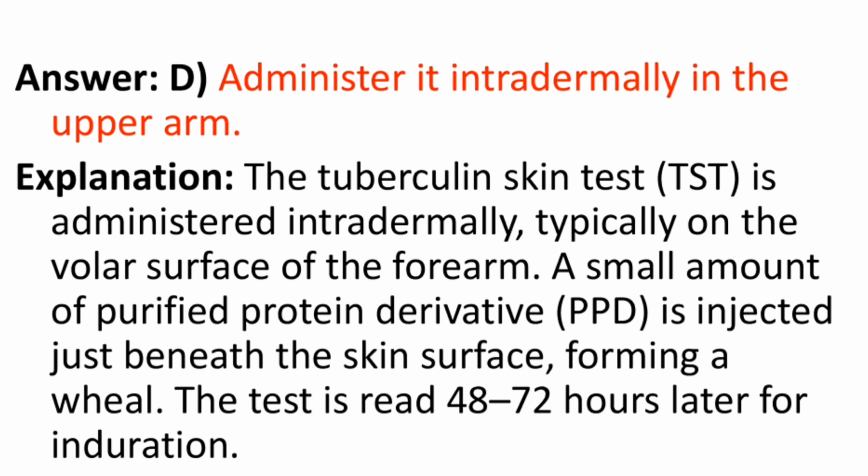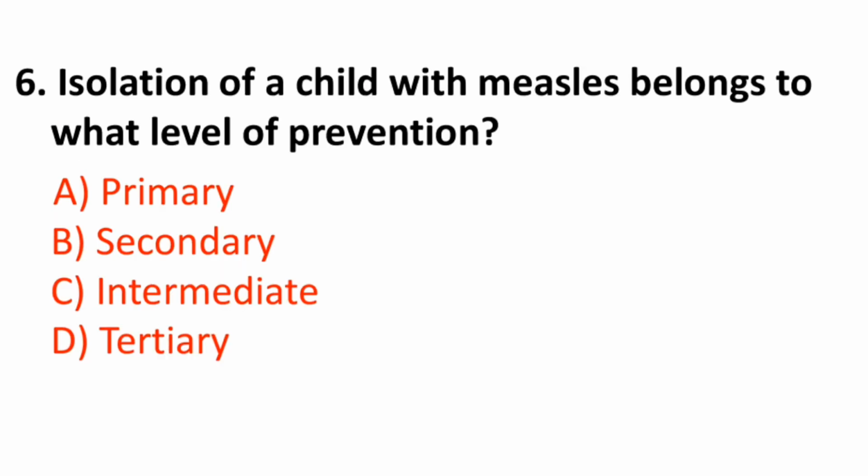The tuberculin skin test is administered intradermally, typically on the volar surface of the forearm. A small amount of purified protein derivative is injected just beneath the skin surface, forming a wheal. The test is read within 48 to 72 hours.